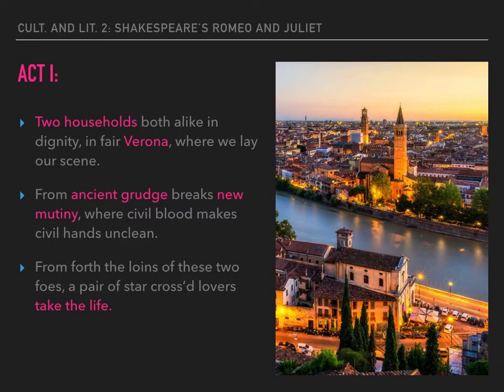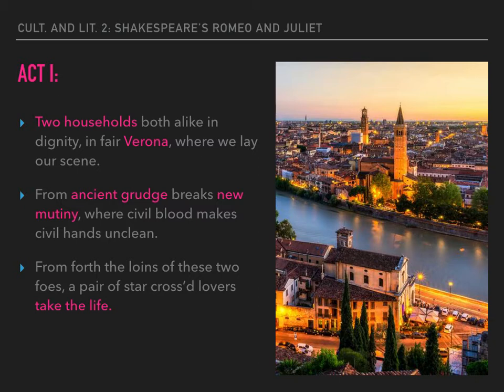Now, if we look at Act 1, Scene 1, we're introduced to 2 households that are both alike in dignity in fair Verona, where we lay our scene. Shakespeare begins by telling us exactly what's going to happen in this play. He writes that from ancient grudge breaks new mutiny, where civil blood makes civil hands unclean, and from forth the loins of these 2 foes, a pair of star-crossed lovers take their life.